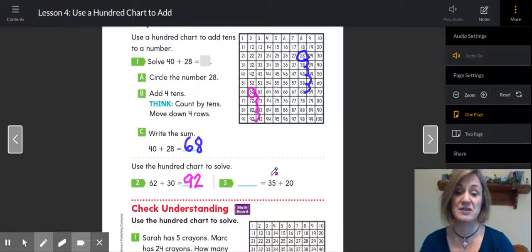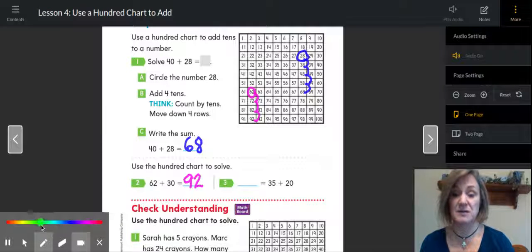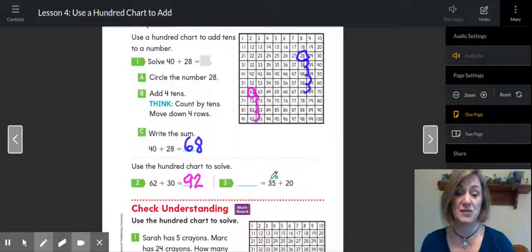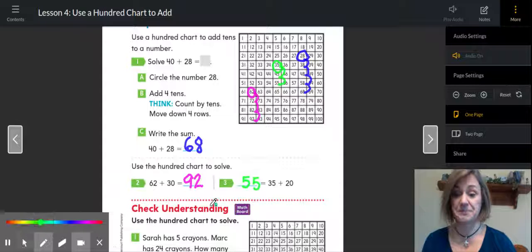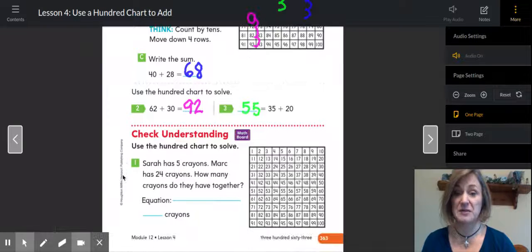Let's try the same thing for this one. Something equals 35 plus 20. So what should I start on, 35 or 20? 20 is an even 10, it's two tens, so I'm going to start with 35. Start with 35, and then let's count down 10, 20, and it would be 55. Let's look at the bottom.